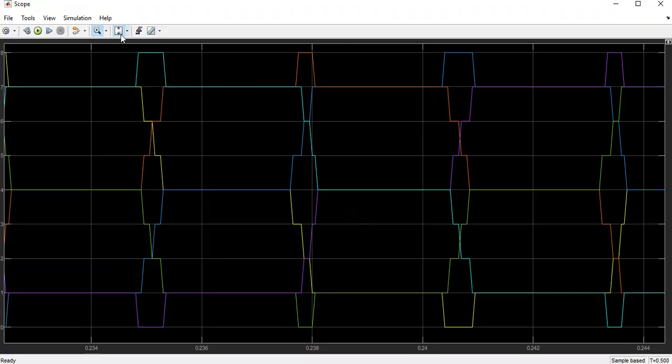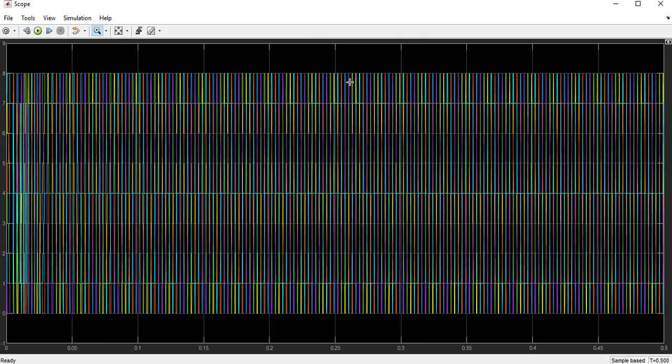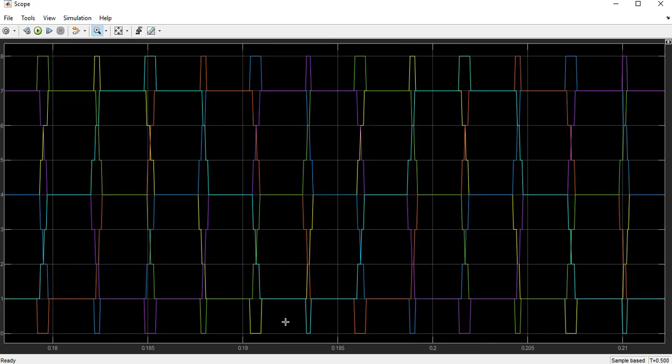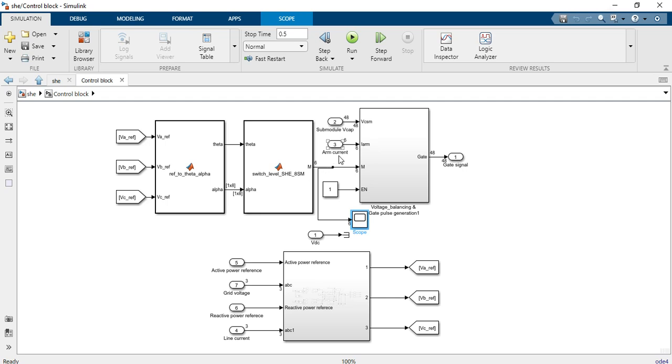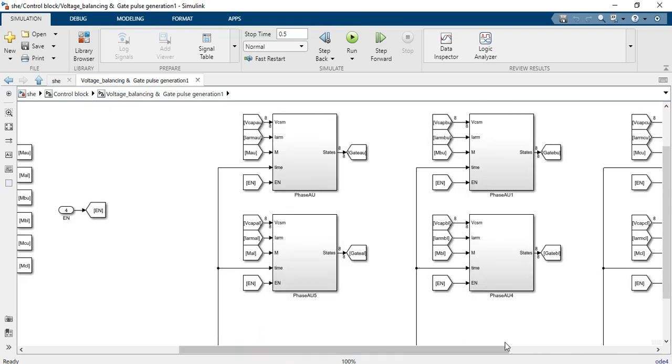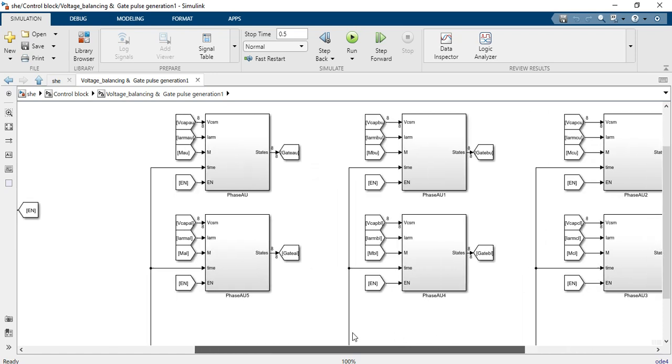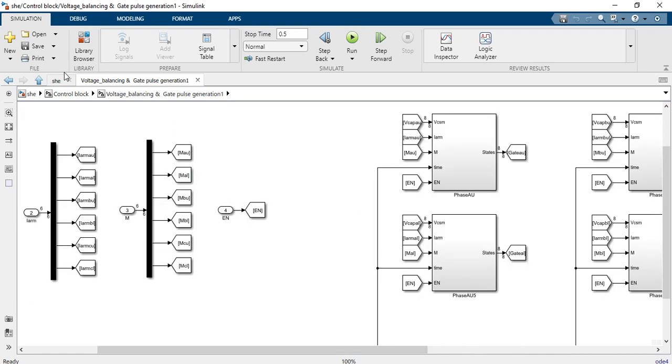can open this and we can see that this is a waveform from 0 to 8, because we have 8 submodules, right? And these signals go into this voltage balancing algorithm, where they control the overall submodule voltage balancing, and all of that is happening here.